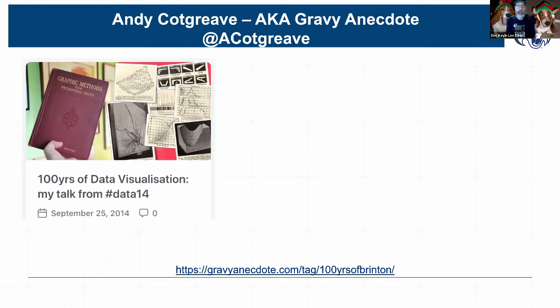So again, if you go out and you look at Andy's stuff, Andy is really great. His pseudonym for his site is Gravy Anecdote, which is scrambling the letters in his name and making a cool website. I can't do that. I tried. I'm not as good as Andy, just like the magic tricks aren't as good as Andy. But he's got a great site. And so Andy introduced me to Brinton.